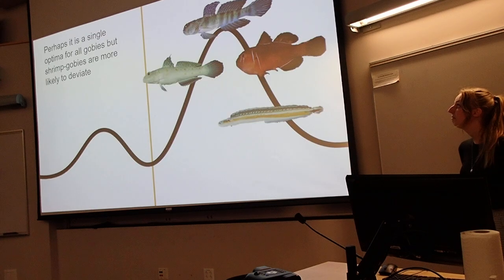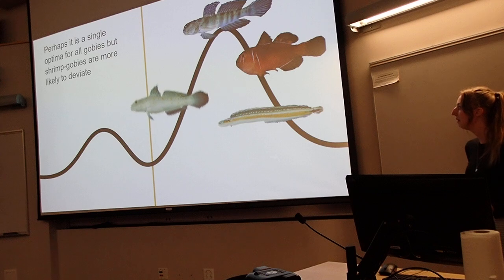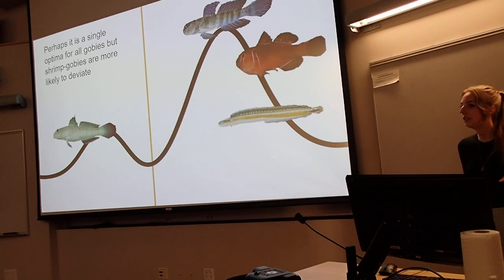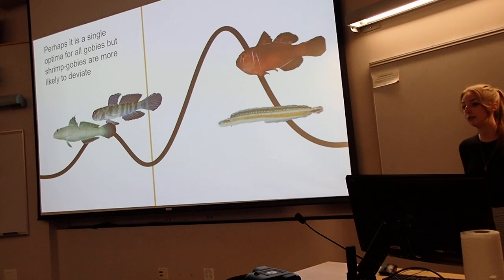Lastly, I propose that maybe it's actually kind of both models. Maybe we see that it is a single optima where everyone's evolving towards one optimal body shape, but maybe these shrimp gobies just have slightly more likelihood to deviate because of the needs for their bodies to fit inside of these burrows.